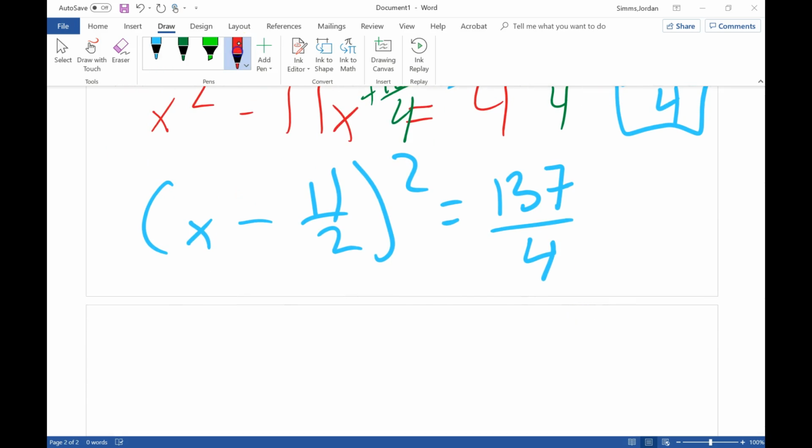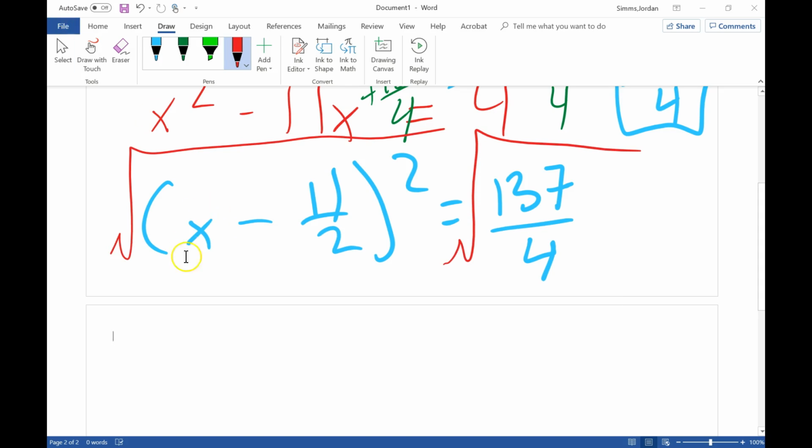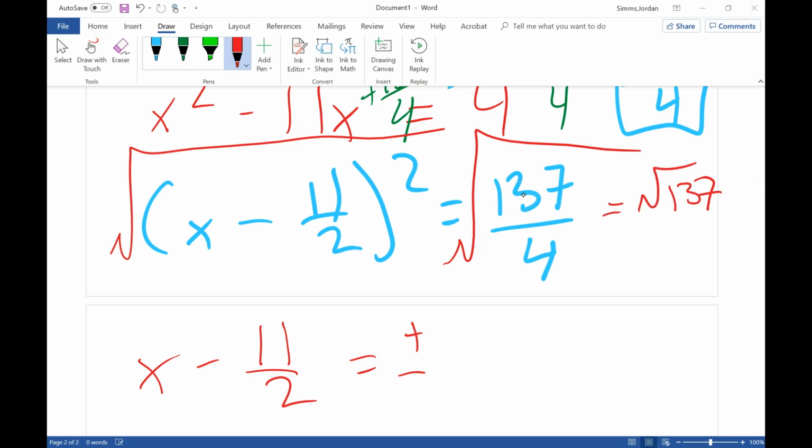We're not there yet. So now, let's get x by itself. Obviously, we're going to take the square root of both sides. So over on the left side here, I'm canceling, so there's not going to be any plus or minus or anything like that. I'm just going to have x minus 11 over 2. And over here on the right, we're going to have plus or minus. Now, because I'm square rooting a fraction, I can think of this as the square root of the top number, 137, over the square root of the bottom number, 4. 4 is a perfect square, so I can do that.